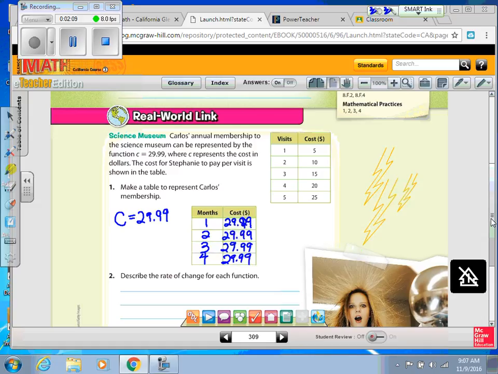So it asks to describe the rate of change for each function. If we look at Stephanie, what is the rate of change? If she goes 1 visit, it's $5. 2 visits, it's $10. 3 visits, it's $15. So we're adding $5 each time.